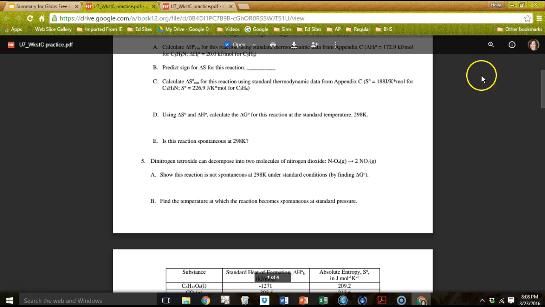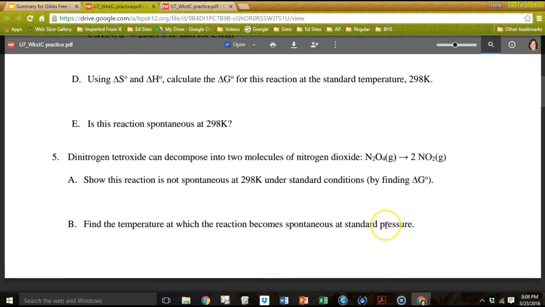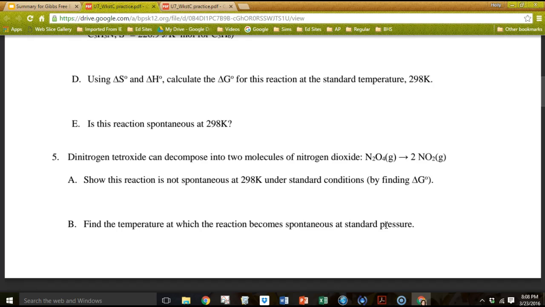And this says, show the reaction is not spontaneous under standard conditions by finding delta G. Okay, so if you're just given something like this on a test, obviously you'd have to be given some data with which to do this. For this one, I would say go look in your Appendix C for the delta Gf values. That would be the simplest way to accomplish calculation 5A. If it's not spontaneous, what we'd be looking to demonstrate is that there's a positive delta G. So remembering that that's our target, what we're looking for in a question like this.